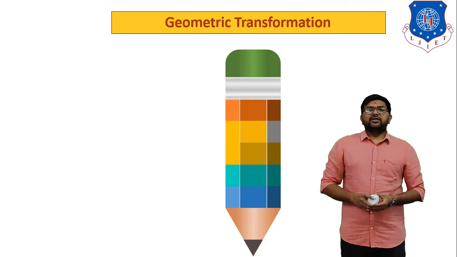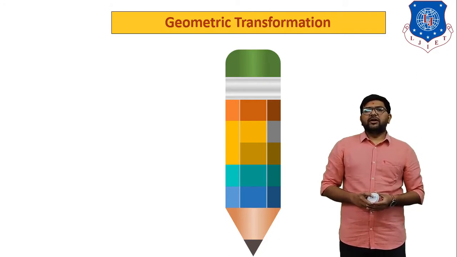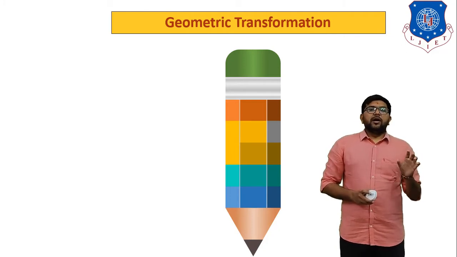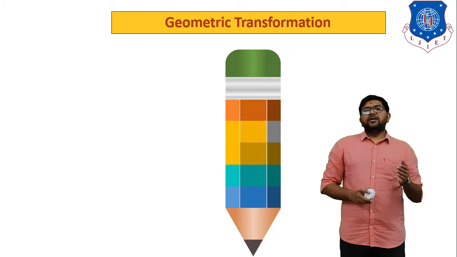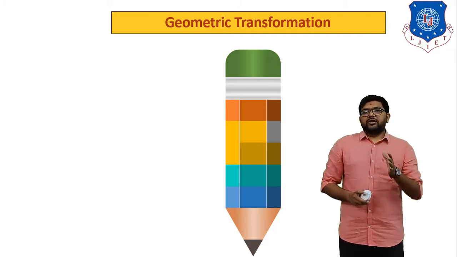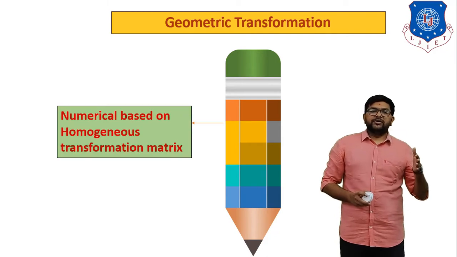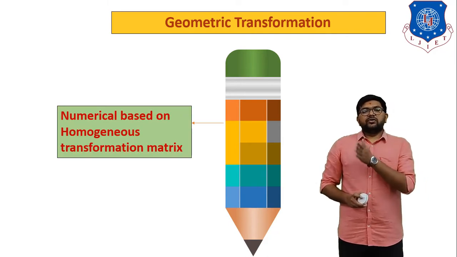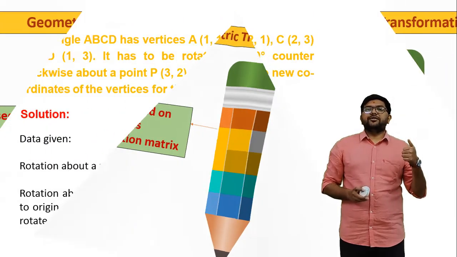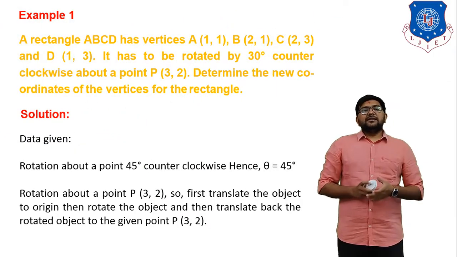So in the last session we solved one numerical based on geometric transformation, and in that numerical we scaled one triangle about some particular points. So in today's session we have to solve one more numerical based on rotational geometric transformation. Okay, so in today's session we have to solve a numerical based on the homogeneous transformation matrix for the rotation. Okay. So this is example number 1.